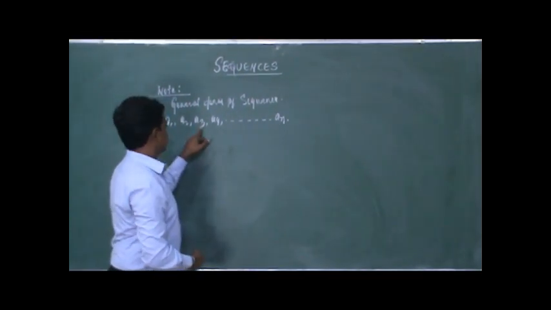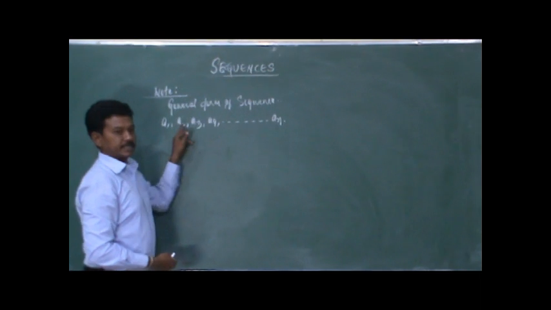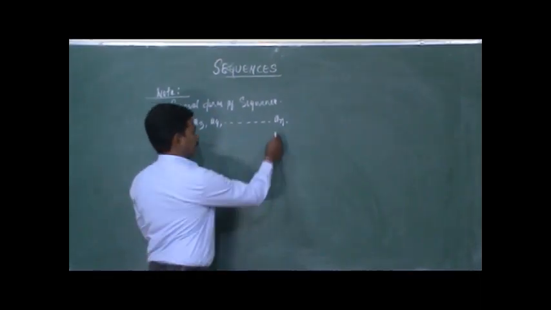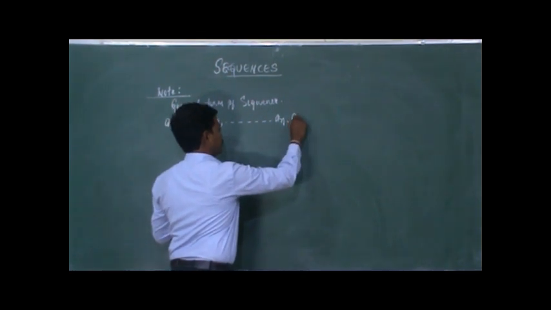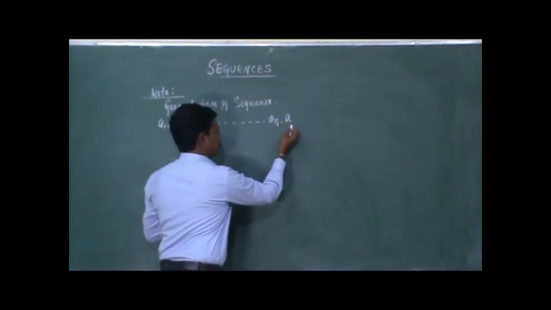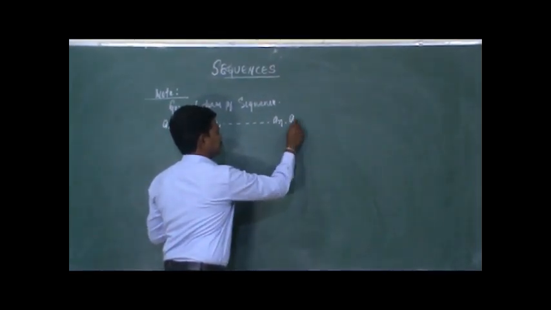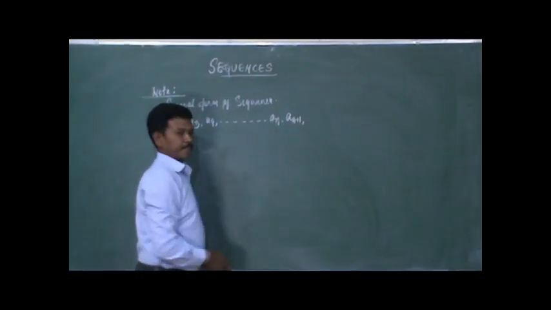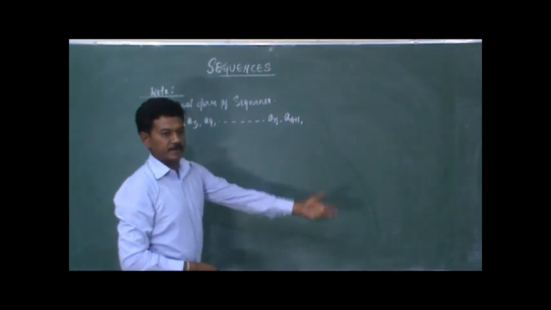After the third term you get the fourth term. After the second term you get the third term. Similarly, after the nth term you are going to get a term more than the nth term, that can be written as an plus 1. So can you guess the next term of an plus 1?